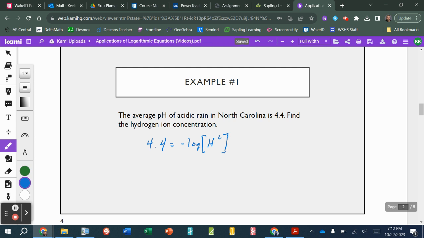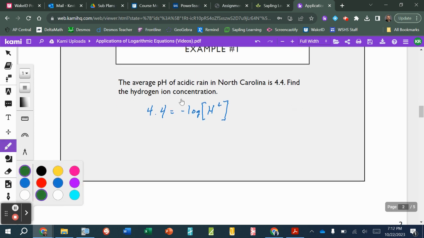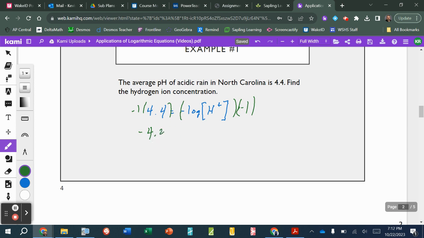Now, the only thing we have to deal with in this equation before converting it to exponential form is the negative right here. We've got to get rid of that negative. So I'm going to multiply both sides by -1, which will clear the negative away from the logarithm. All that's going to do is make this 4.4 negative, and it'll still be equal to the common logarithm, which is now positive, which is what we want, of the hydrogen ion concentration H plus.